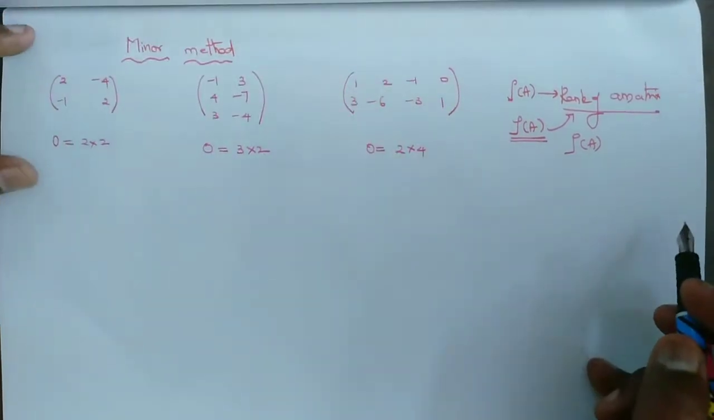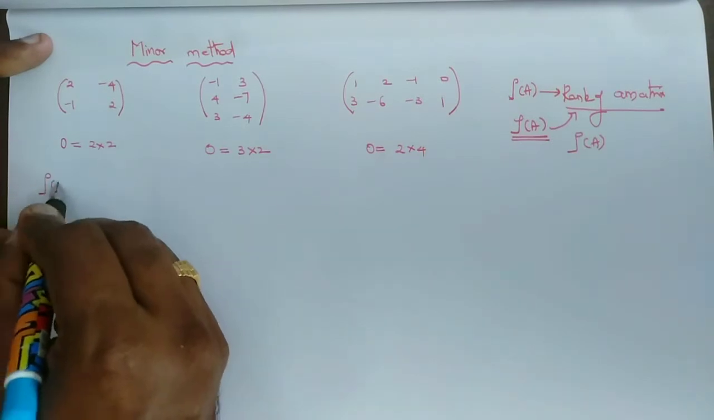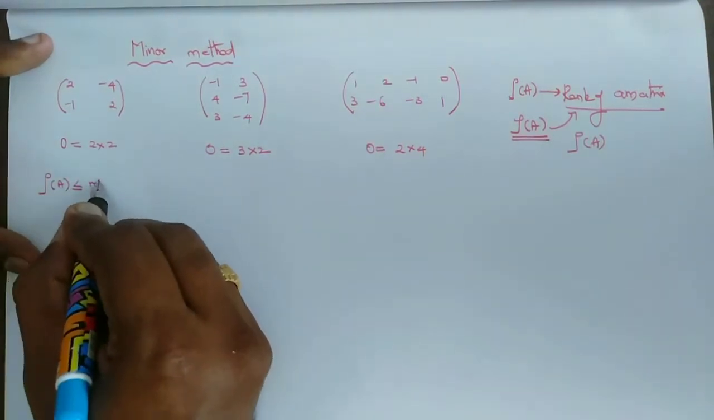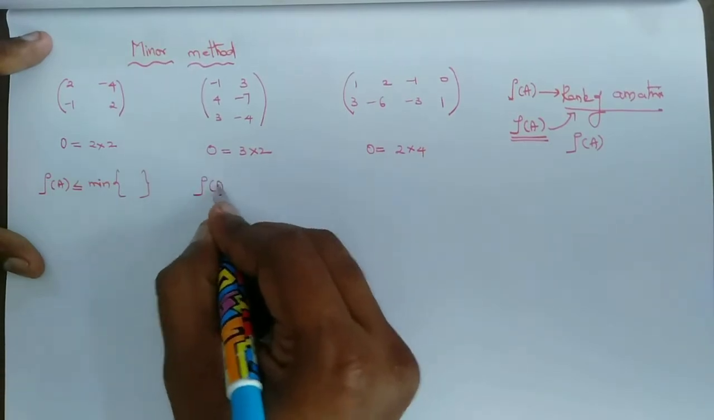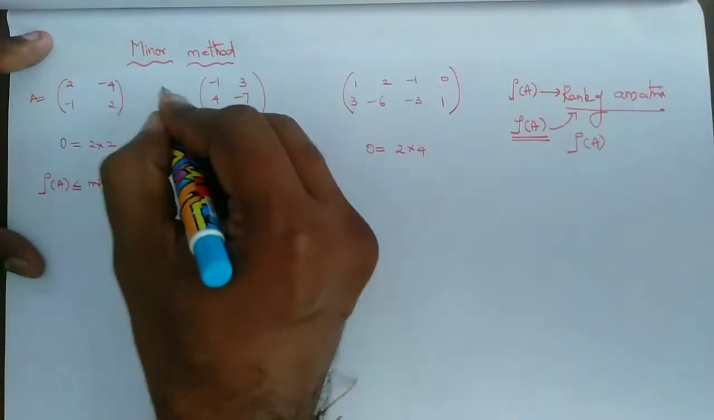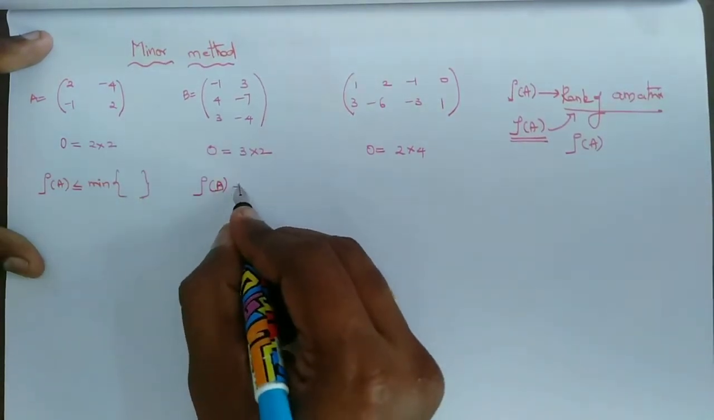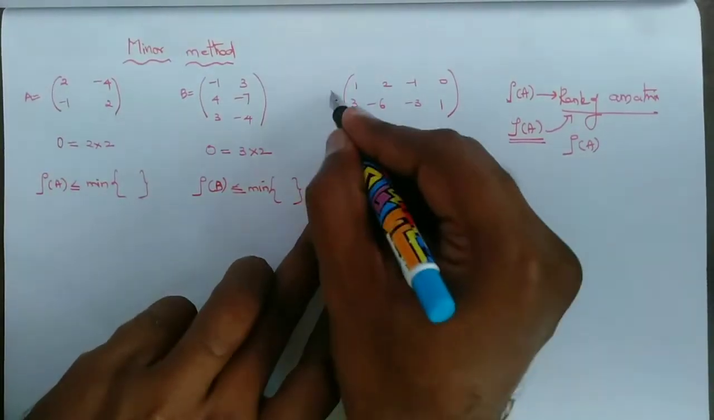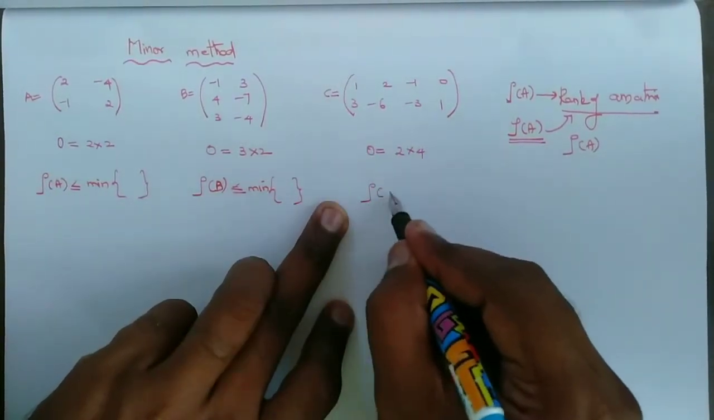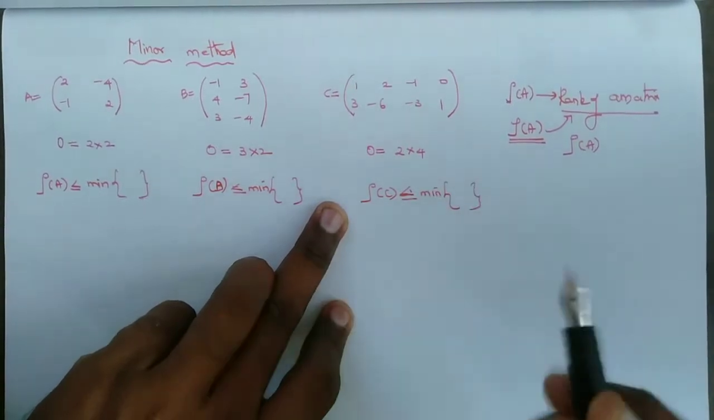So before finding rho of A, we have a formula for the minor method. That is, rho of A is less than or equal to the minimum of the order of the same matrix. If I take this matrix as A, and this matrix as B, rho of B is less than or equal to the minimum of the same. If I take this matrix as C, rho of C is less than or equal to the minimum of the same. So this is the formula.